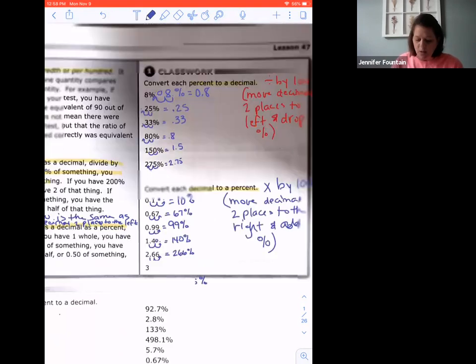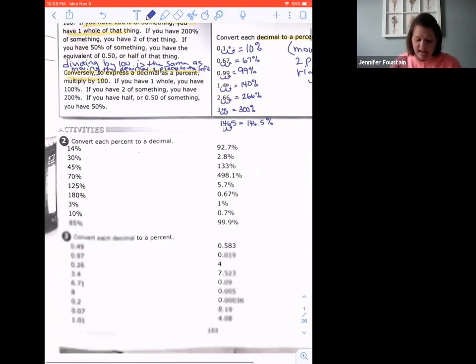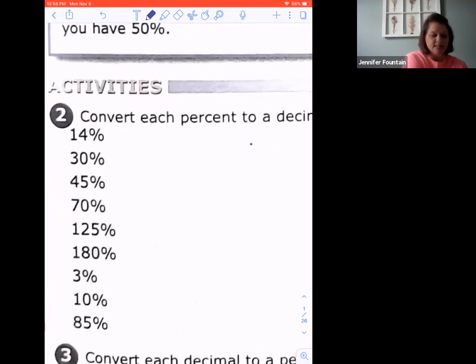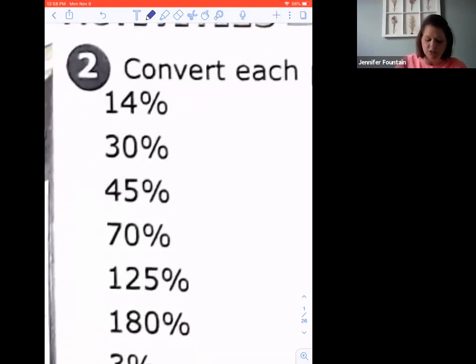All right, so now what we're going to do is look at converting each percent to a decimal and each decimal to a percent. All right, percent to decimal. That means I'm going to move my decimal 2 places to the left and drop my percent sign. So it starts after my 4, 2 places to the left. So that's going to be 0.14.